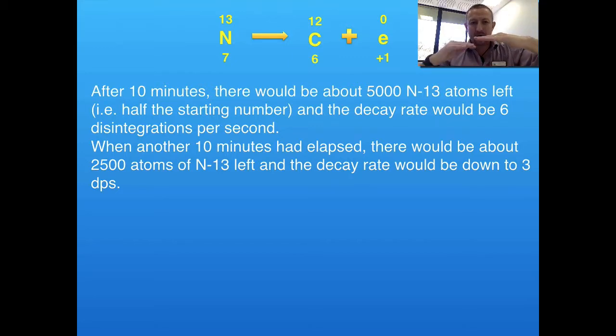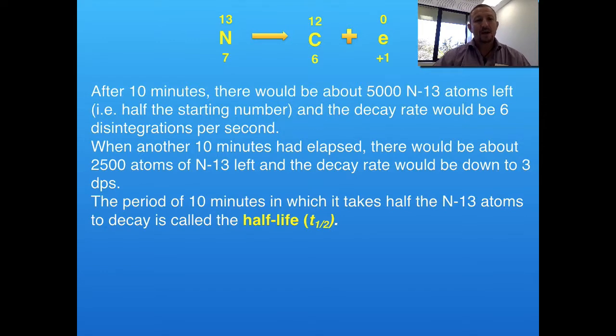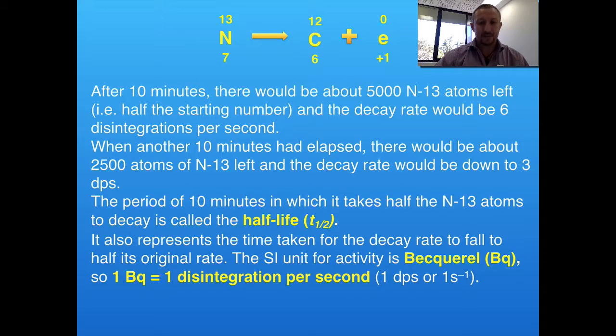And from 2,500, it would take a further 10 minutes to halve again. The rate would also decrease by half, because of the number of atoms that we've got left over. So the period of 10 minutes is what's known as the half-life, because it's the time taken for half the number of atoms to decay.